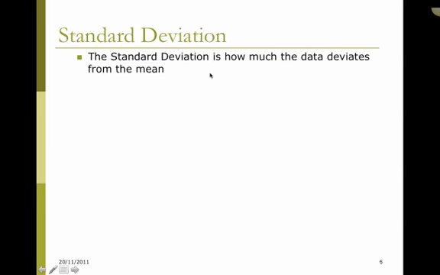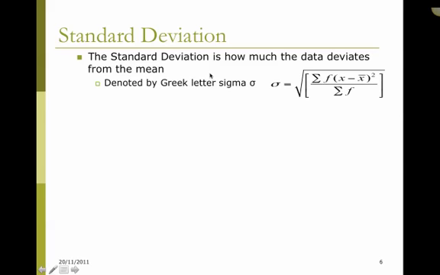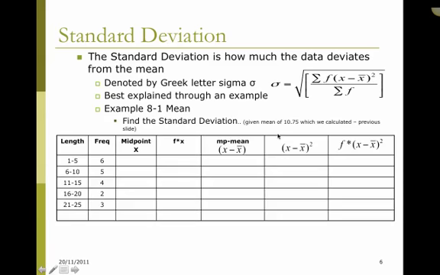The standard deviation, how much the data deviates from the mean, is denoted by the Greek letter sigma. Sigma equals the square root of the sum of f, frequency, times (x minus x bar) squared, over the sum of f. That's the midpoint of the class, take away the mean, squared. Again, best seen through an example.